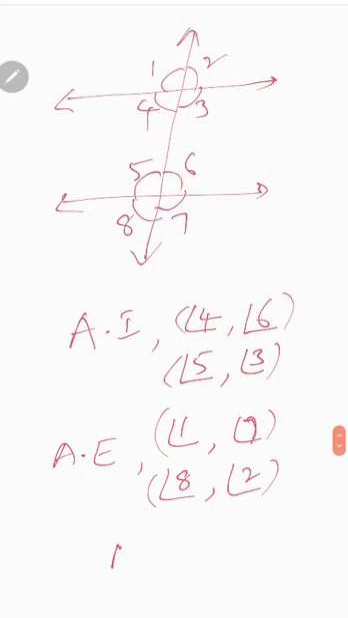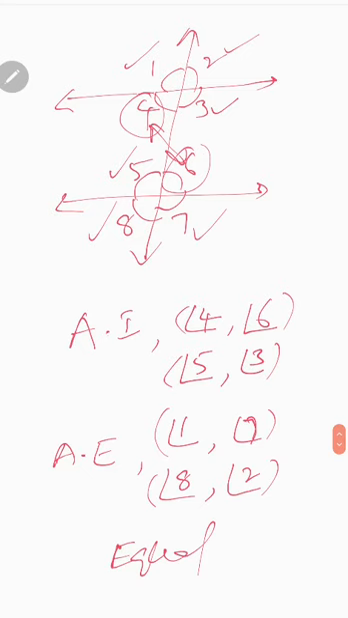Alternate interior and alternate exterior angles both are always equal. In alternate interior or alternate exterior, just remember one thing: these angles are always on either side of the transversal. If we are taking alternate interior, one is on one side, another one is on the other side. Angles 4 and 6, and 3 and 5 are alternate interior, 1 and 7 are alternate exterior, 2 and 8 are alternate exterior. Total 4 pairs are there, interior 2 pairs, exterior 2 pairs.